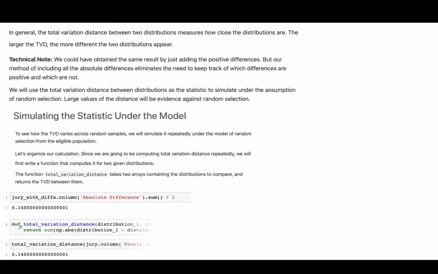So let us define the function total_variation_distance, passing two arguments, and it returns the sum of np.abs, the absolute value of the difference between them, divided by 2. As we saw, the total variation distance in this case is 14%.